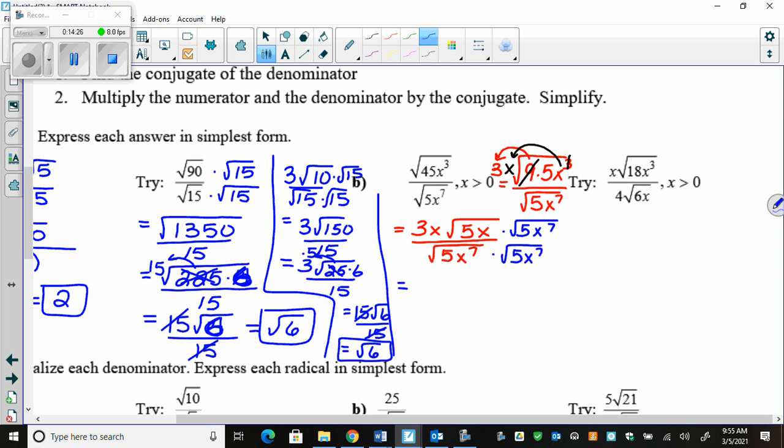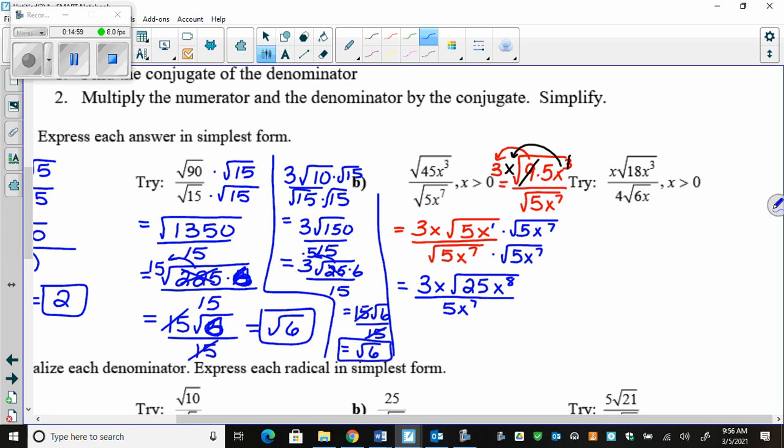So I get 3x. Now, do these cancel? Are they the same? No, so then I actually have to do the math, right? So I'm going to get the square root. 5 times 5 is 25. X to the 1 times x to the 7 is x to the 8. And then 5x to the 7 on the bottom. And you can put in brackets or not.